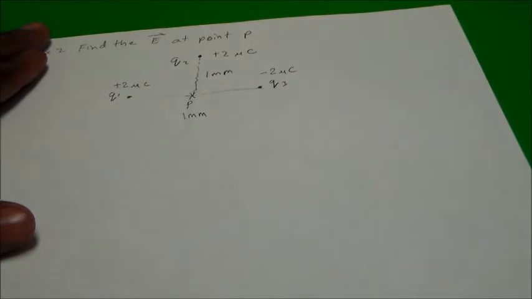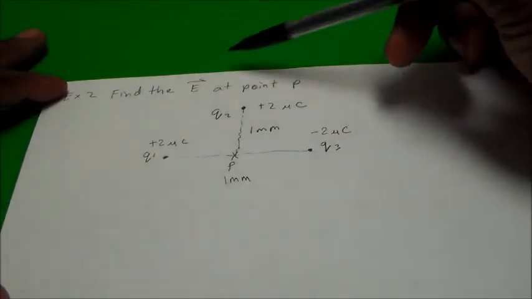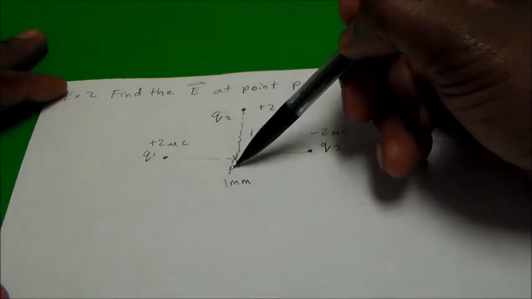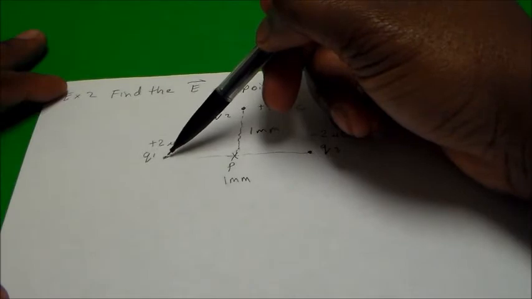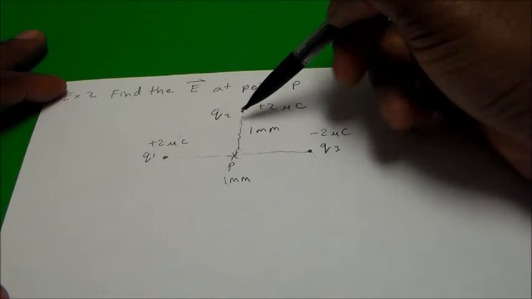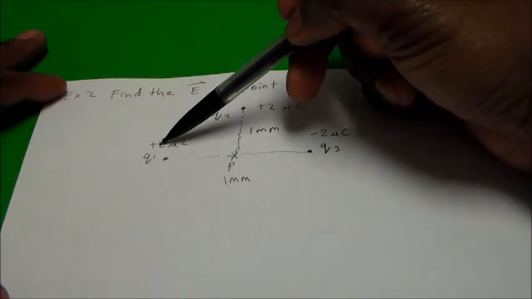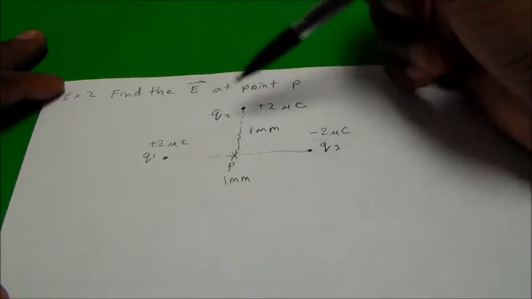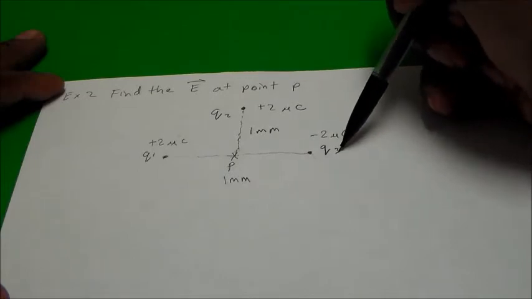Let's take a look at a second example here. In this example, what we want to find is the electric field at some point P, and that point P is right here. We have that the distance between this charge and this charge is the same 1 millimeter, and the distance between this charge and that point P is 1 millimeter. The value here for the charge is plus 2 microcoulombs. You have plus 2 microcoulombs here, and negative 2 microcoulombs for Q3.